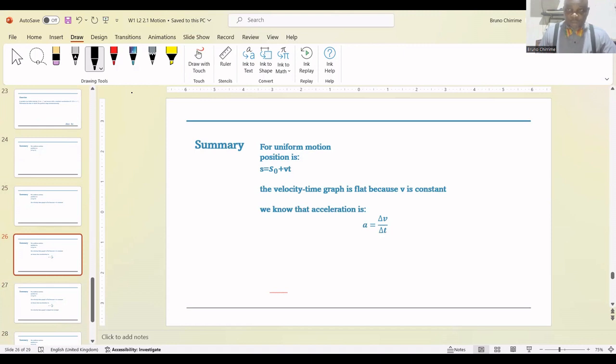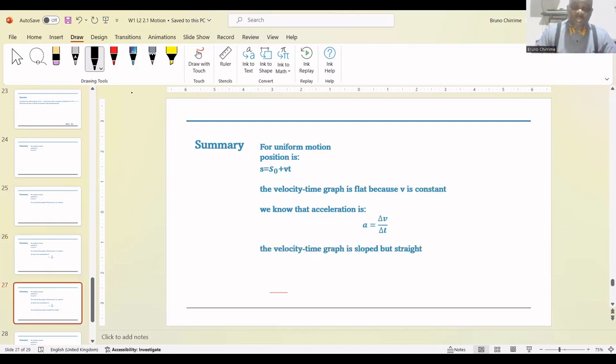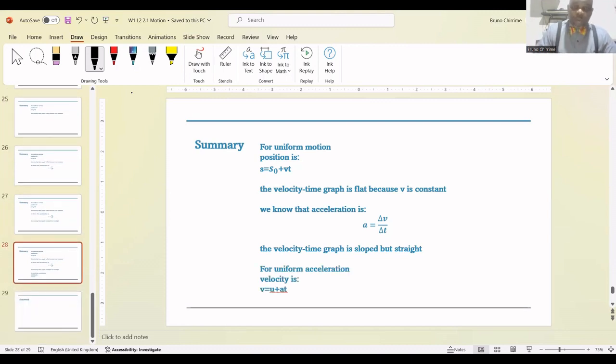The velocity-time graph has to be sloped but straight if we're talking about uniform acceleration. That gives us an equation we can apply in those cases: v is equal to u plus at. View at, that's what I like to teach my students. So that is when acceleration is constant. Velocity is changing, but gradually, so we can use that equation.